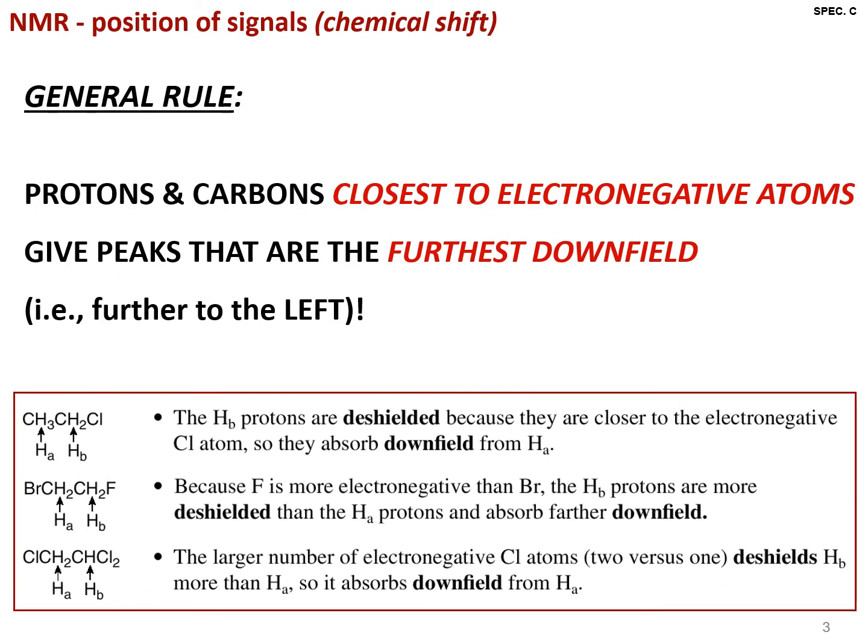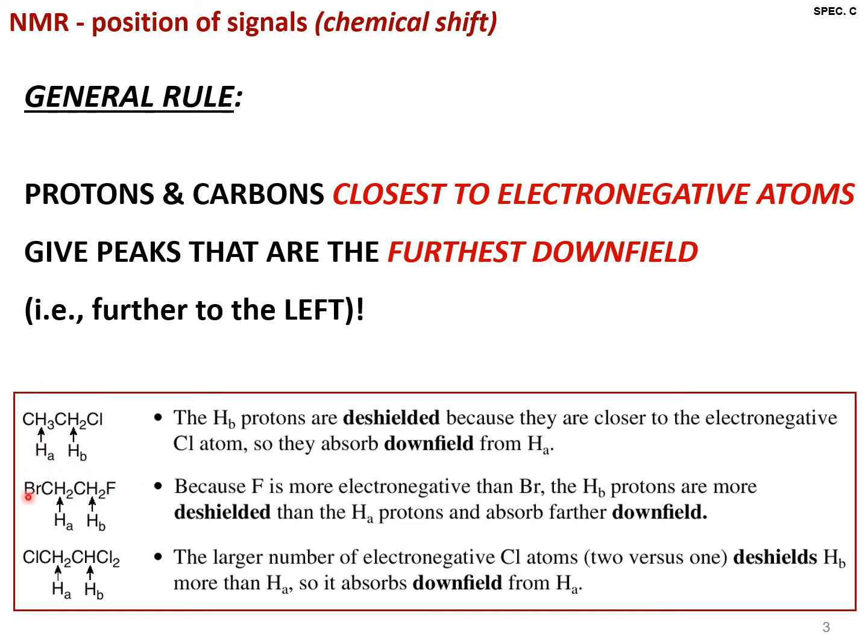The general rule of thumb in both proton and carbon NMR is that protons and carbons which are closest to electronegative atoms are going to appear the furthest downfield, that is the furthest to the left in the spectrum. Take a look at the examples that are shown below. For chloroethane, the hydrogens on the carbon attached to chlorine are going to be further downfield in the proton NMR than the hydrogens of the methyl. And in carbon NMR, the carbon attached to the chlorine is going to be further downfield than the methyl carbon.